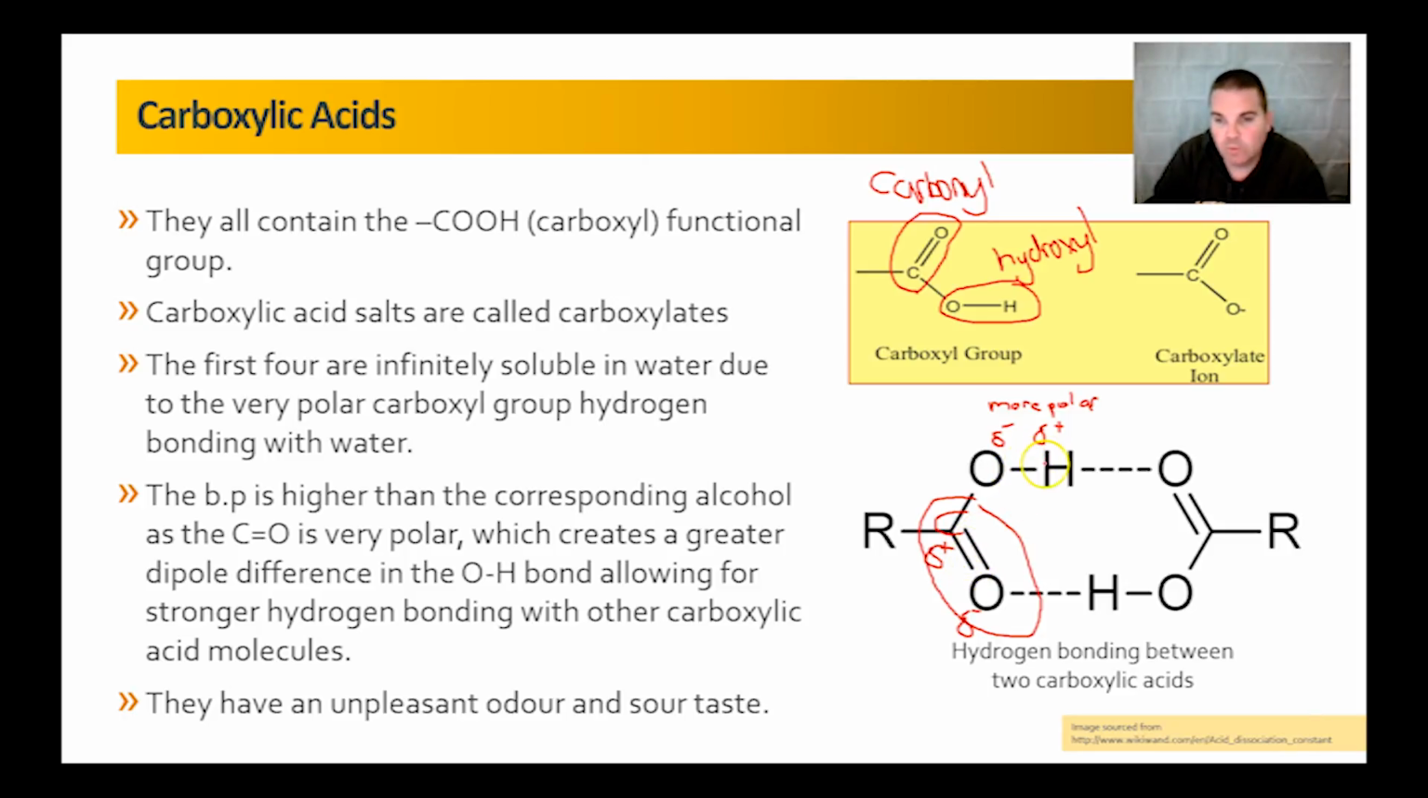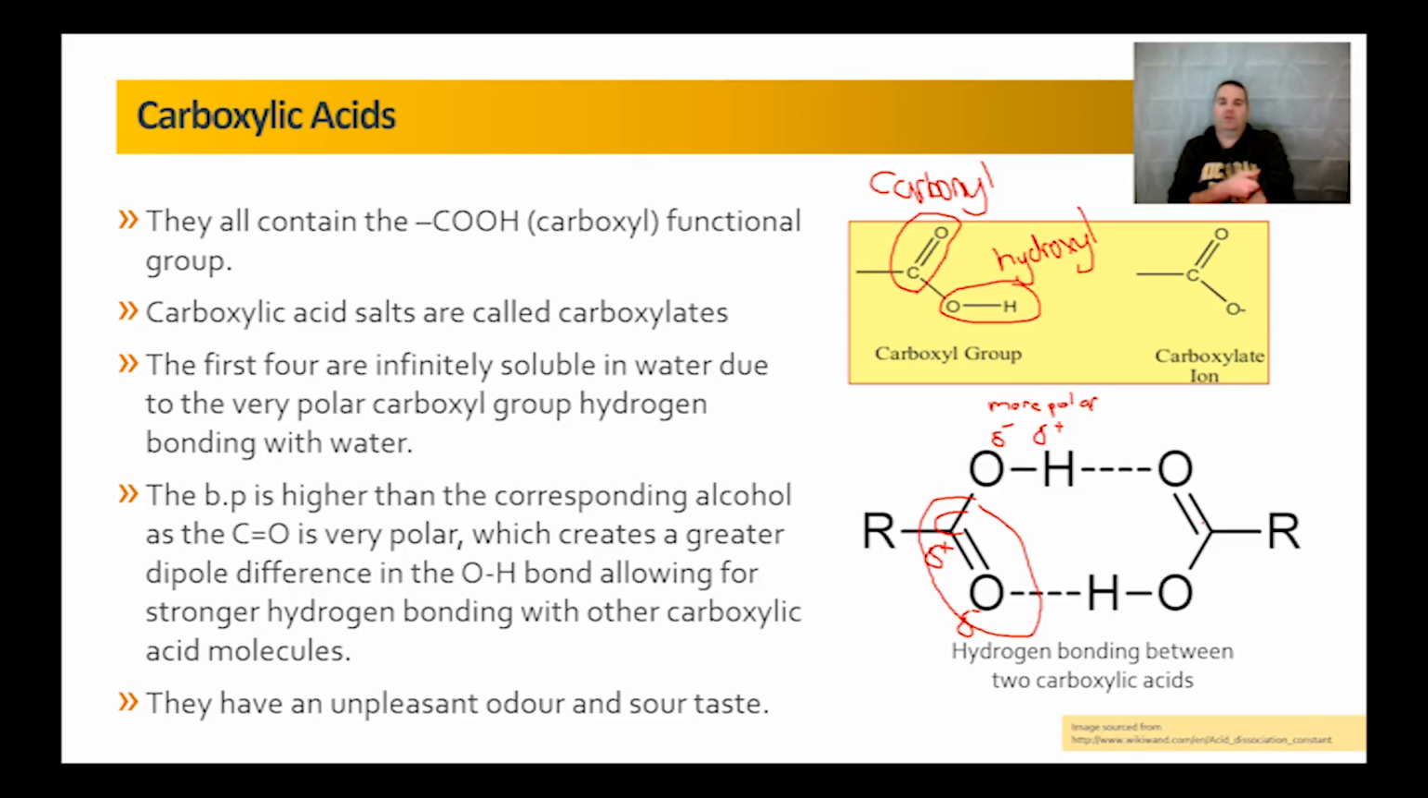So because this is more polar, the hydrogen bonds that are formed are stronger than you'd find in the alcohol. You also get two sites for hydrogen bonding here, as you can see, as opposed to fewer sites in the alcohol. And so the carboxylic acid has a higher boiling point than the corresponding alcohol. So that means ethanol has a lower boiling point than ethanoic acid. Solubility is around about the same though.